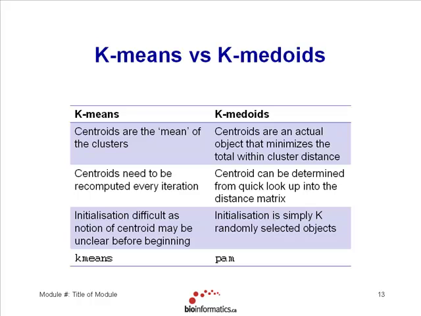Here, initialization could be difficult, as the notion of a centroid might be really unclear before you start. In a high-dimensional data set, how do you define what a centroid is? With k-medoids, you just pick a case. You pick a sample or you pick a gene, and that's your centroid. That becomes much more interpretable. In R, the command for running k-means is just kmeans, and for k-medoids it's PAM, which is partitioning around medoids. Again, we're going to look at PAM in the lab, so you'll get a much better feel of how that works.